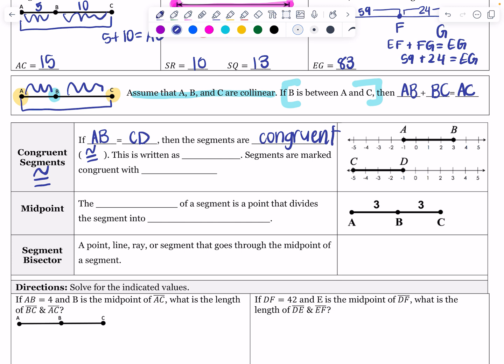This is going to be written by saying AB, segment AB, is going to be congruent to CD, which means that they have equal lengths. So if this is true, if the segments are congruent, their lengths are equal. It's also true the other way. If the lengths are equal, then the segments are congruent. Congruent segments are going to be marked with tick marks.